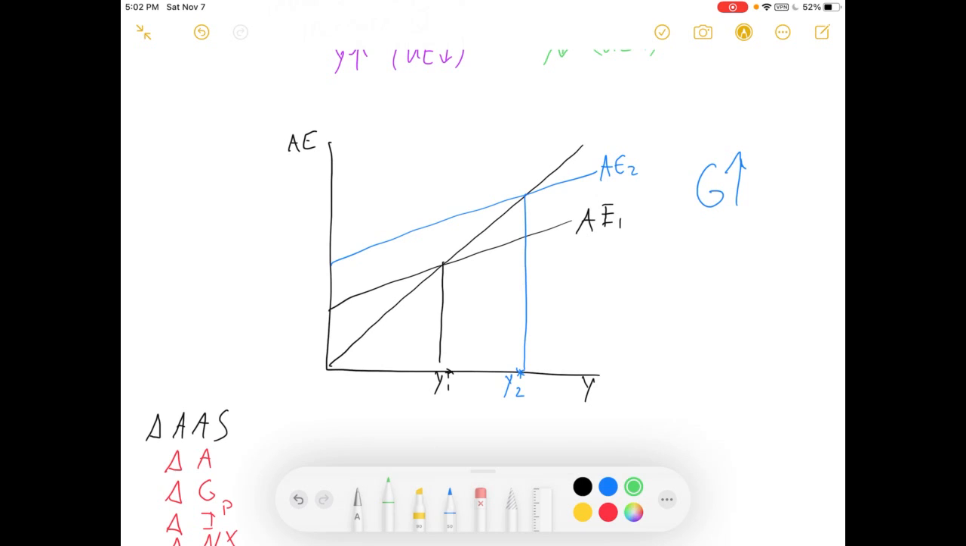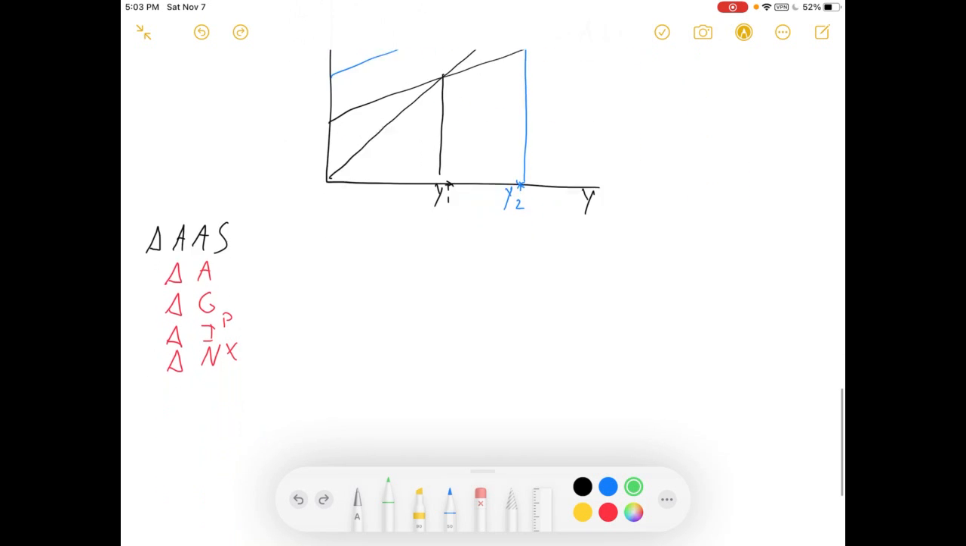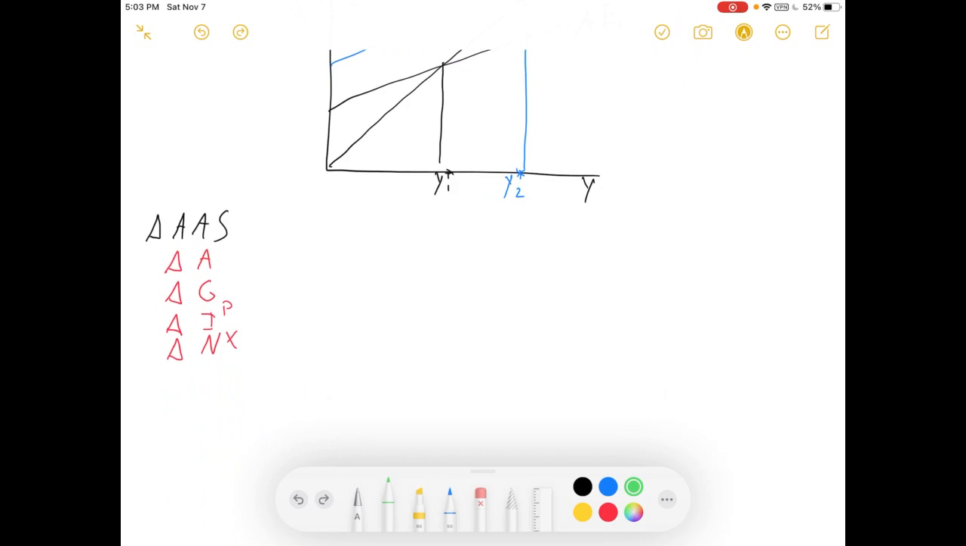Now, I could get into a little side discussion of how if we're still producing at Y1 when G increases, then we're going to see negative inventory investment, and that will trigger an increase in production, which brings us over to Y2. That's a different story than what I'm trying to tell right now, but it's all potentially useful. What I want to talk about is if G increases, or any of these aggregate autonomous spending categories, how much does it increase Y star?